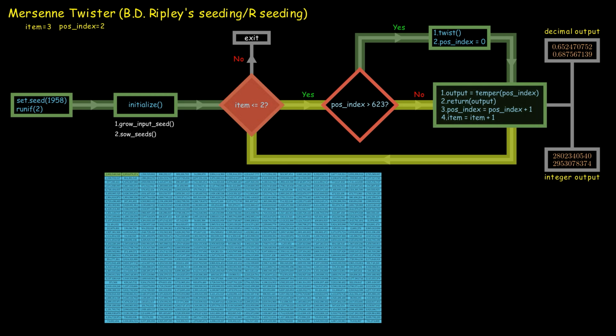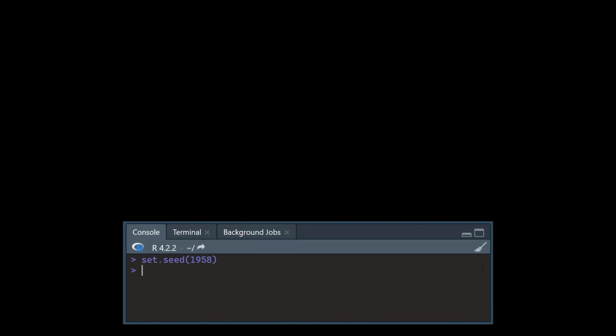With item equaling 3, the condition item less than or equal to 2 is not met, and we exit the algorithm. When we sample two random variables from the uniform 0-1 distribution in R, two colorless numbers appear on our screen.